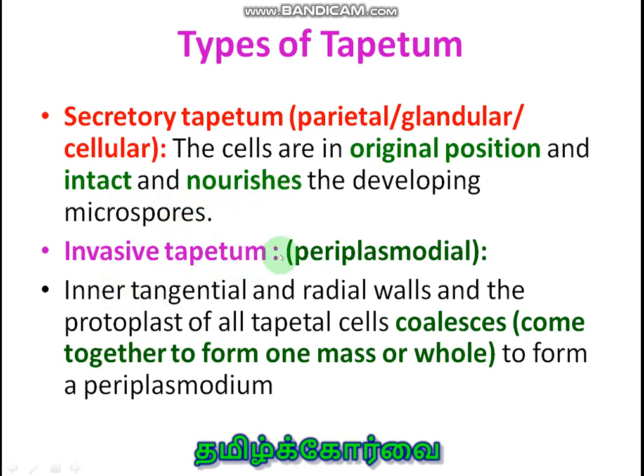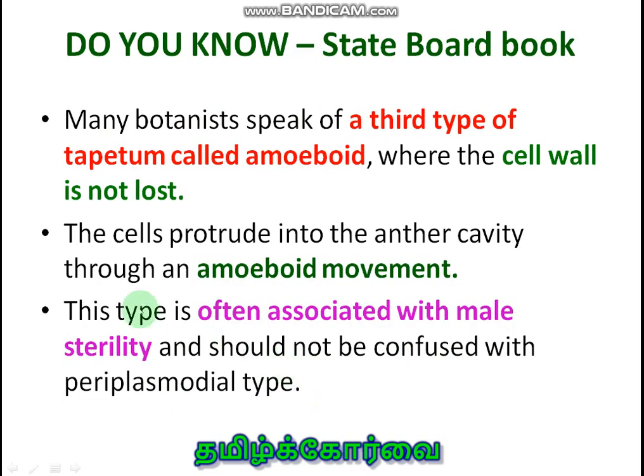Whereas invasive tapetum is also called periplasmodial, where the tangential wall breaks, the radial wall also breaks, and along with the protoplasm coalesces. It means all the protoplasm comes together to form one mass, which is called the periplasmodium, and nourishes the developing anther.